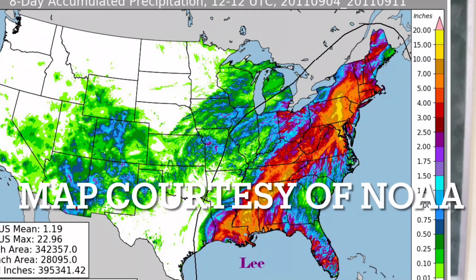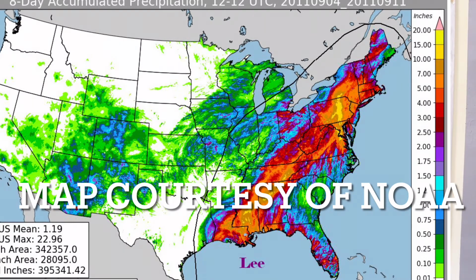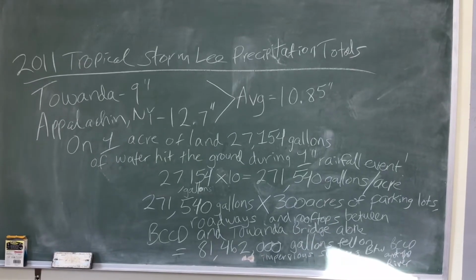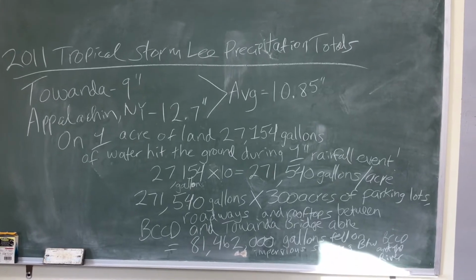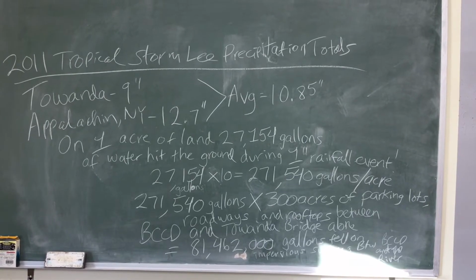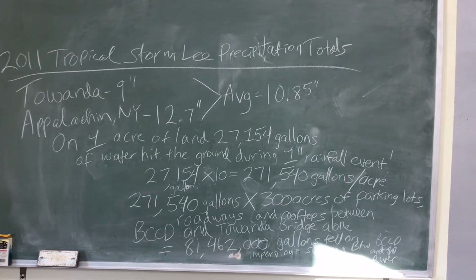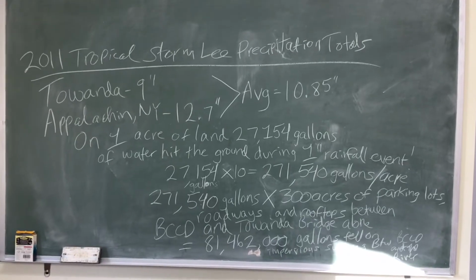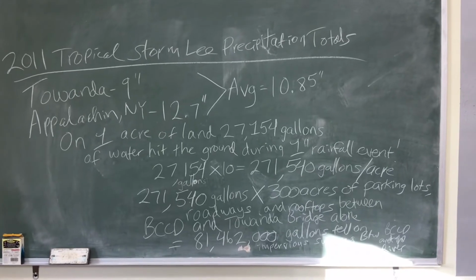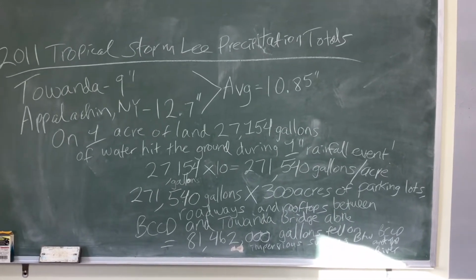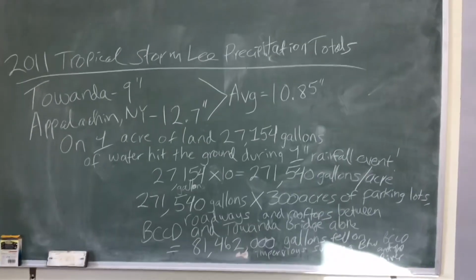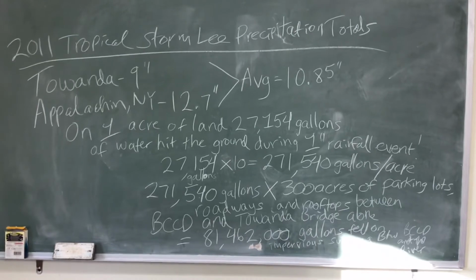In 2011, Tropical Storm Lee rained down 9 inches of rain on Towanda. If you go about half an hour north of here to Appalachian, New York, they got 12.7 inches of rain in that one storm. So if you average those two numbers out, you get about 10.85 inches of rain between here and there during that one storm. But for easy math, let's just use 10 inches for the precipitation estimates here.